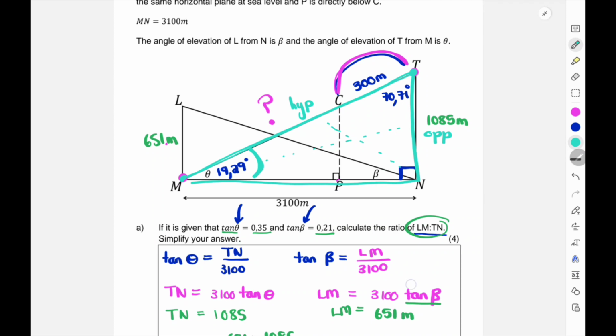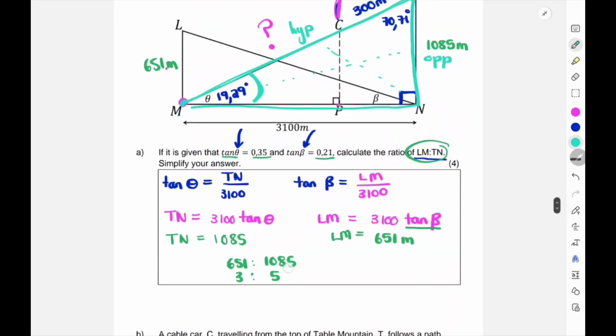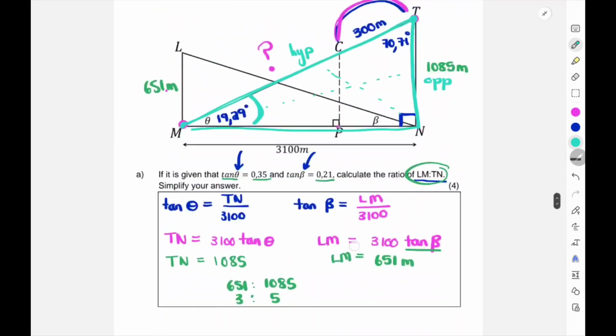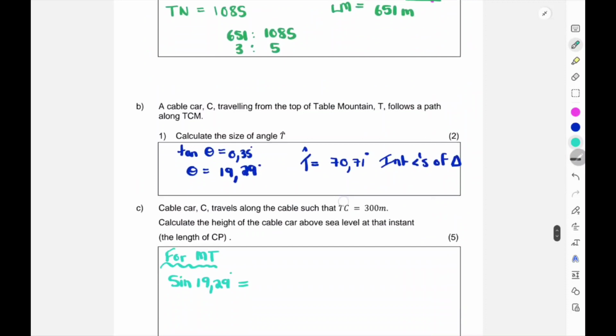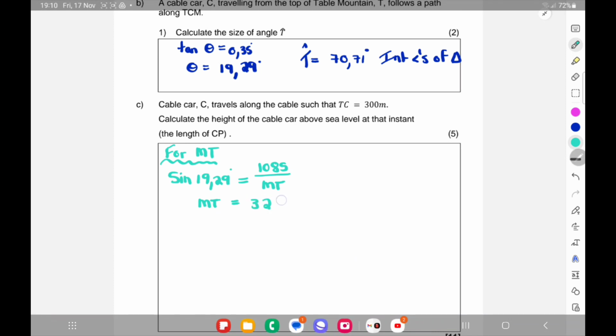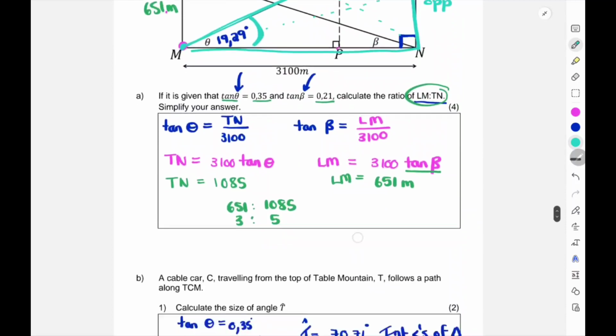So opposite and our hypotenuse, my favorite sine, I don't know why, I always like sine. So sine 19.29 is equal to the opposite, which is 1085 over MT. So MT we can get by taking 1085 divided by sine 19.29, which gives you 3284.398, which rounds off to 3284.4. Just want to make sure, is it meters? Yes.